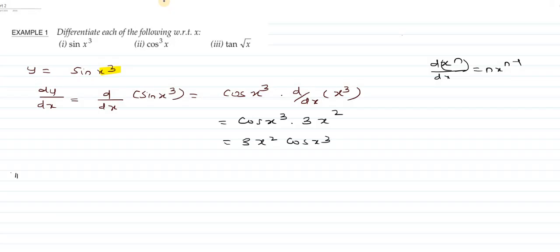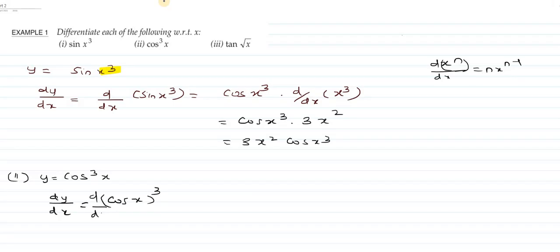Okay. Second is cos cube x. What is the difference between sin x cube and cos cube x? In sin x cube, the cube is on the angle. Here, it is cos cube x. So the power is there. The power value is 3. So first differentiation, what we have to do? We have to do the power. So you can write it as cos x the whole cube.